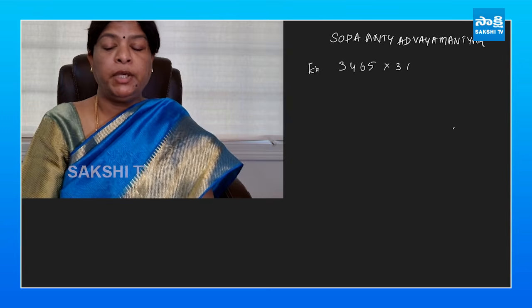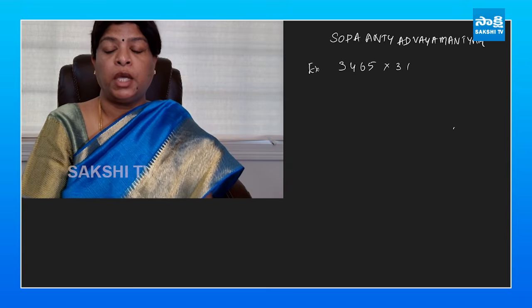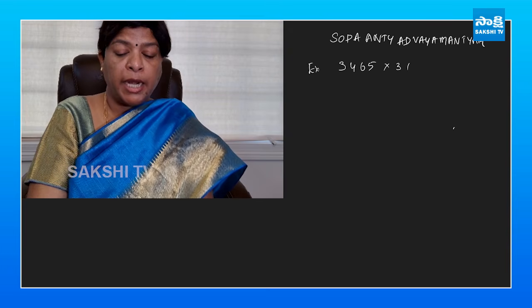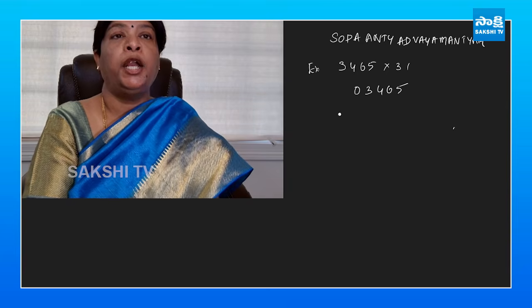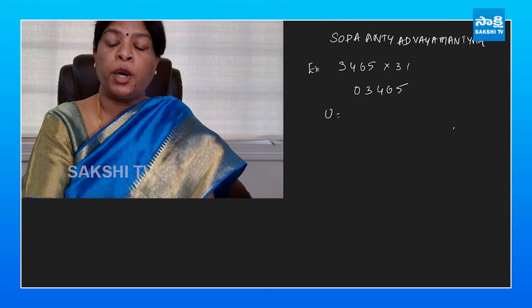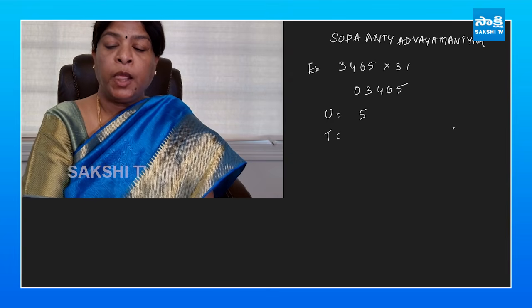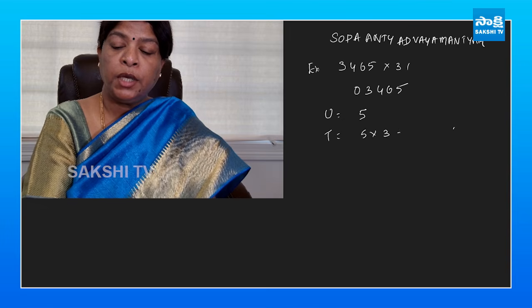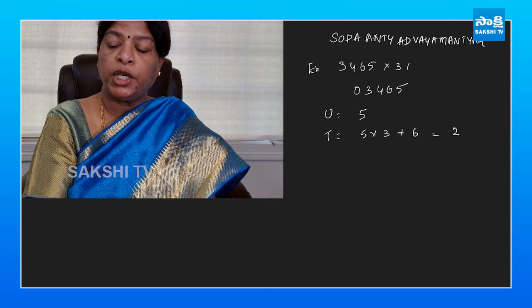Let's see another example. We have 3465 multiplied by 31. Our multiplier is ending in 1. So this sutra is applicable for solving this kind of a problem. And we begin with adding a 0 in front of the multiplicand. And for the units place, we are going to drop 5, which is the units place of the multiplicand. For the tens place, we are going to multiply 5 times 3 plus 6, which is 15 plus 6, 21.